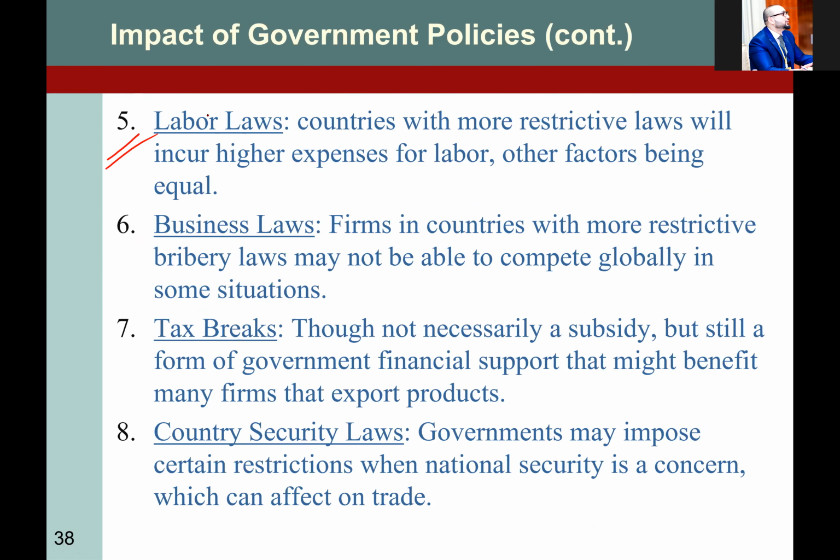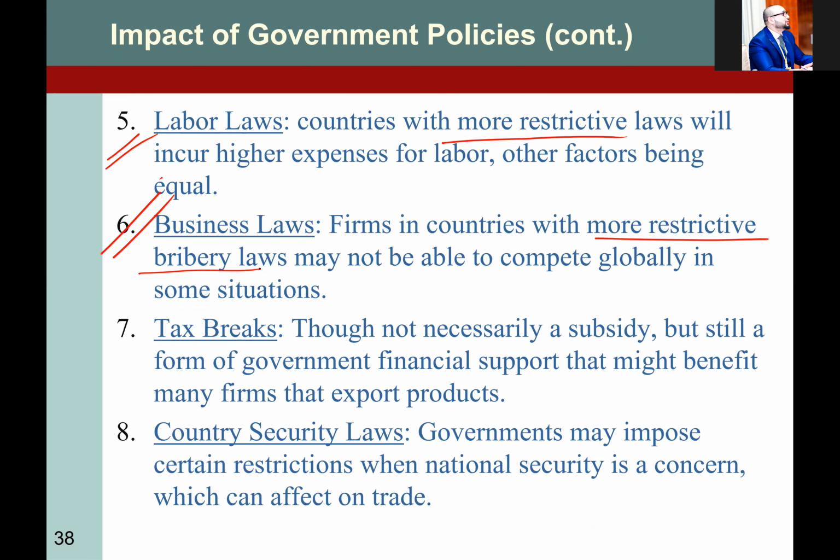Labor laws. Where there are stricter labor laws, the cost is always high. Look at the labor cost in the United States as compared to China. Number 6, business laws. Firms in countries with more restrictive bribery laws may not be able to compete globally in some situations. Like in the US, you can claim the bribery to other countries' officials as a tax rebate from the US government.